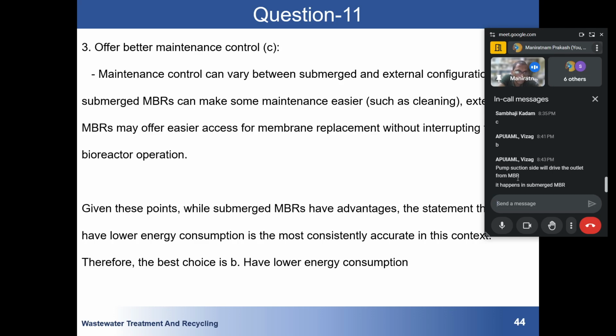So this happens in submerged MBR. Whenever we are talking about submerged MBR, there will be some kind of suction. I have not gone through the submerged in detail, but as far as I have read, there will be some kind of... How does it compare with this option?